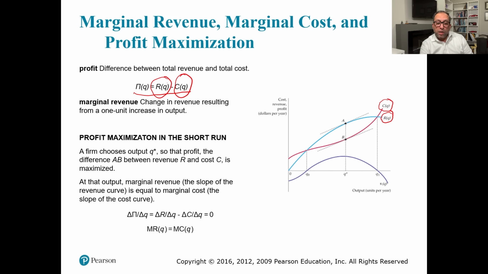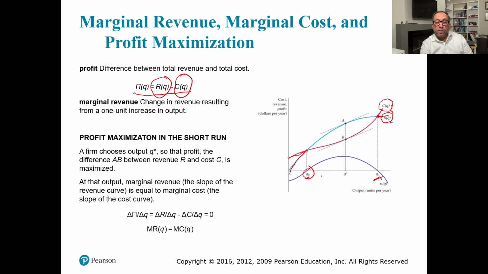So we see here below this point of output, like Q0, the cost is higher than the revenue, so firms are making losses. And after this Q1, again the situation is like this, that the costs are higher than revenue, so these are two loss zones. So the firm has only the option to operate between Q0 and Q1.